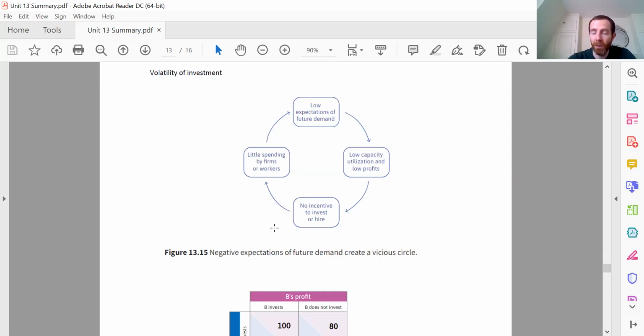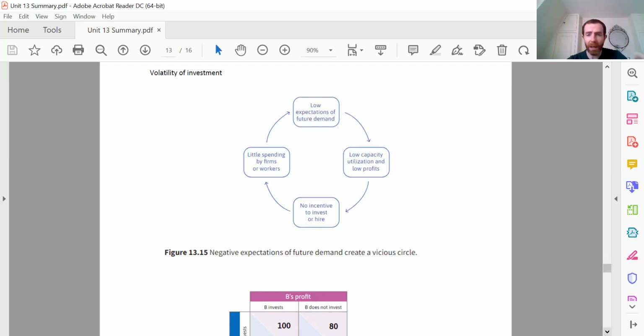Now, if they then don't invest or hire more people, what does that mean? Well, it means that there's going to be little spending by firms on capital goods, little spending by firms on investing in their workforce. And as a result, the firms who produce the capital goods won't be making very much money. Workers won't be making very much money. And so there won't be much spending going on, and so there will not be very much demand in future. And this cycle can then just carry on and carry on, and investment spending just stays low. So that's one way of imagining why, if investment spending is low right now, it might stay low in the future.